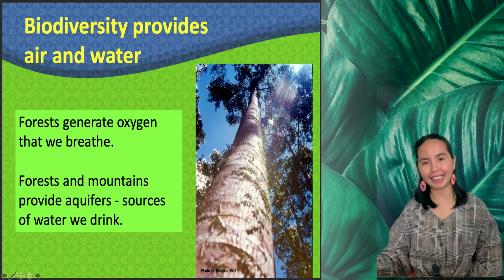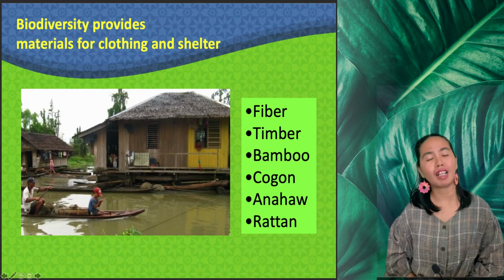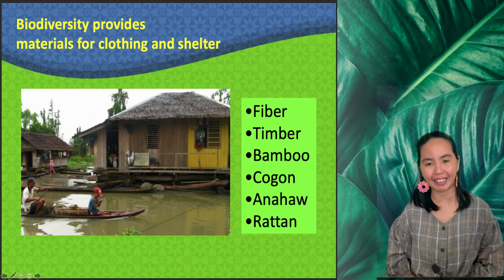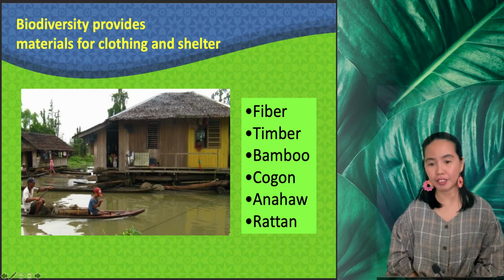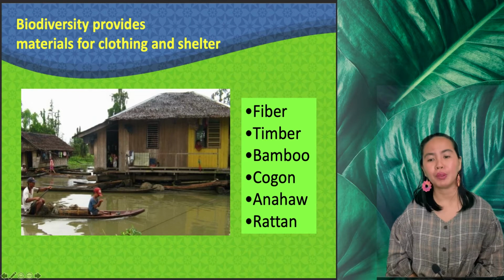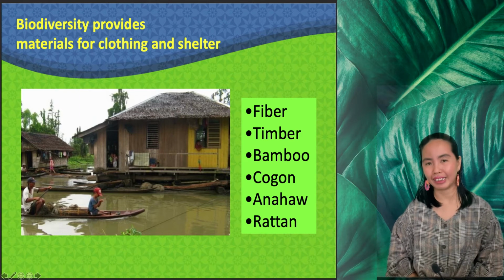Biodiversity provides air and water. Forests generate oxygen that we breathe. Forests and mountains provide aquifers, which are sources of water we drink. Biodiversity provides materials for clothing and shelter, such as fiber, timber, bamboo, kogon, anahaw, and rattan.